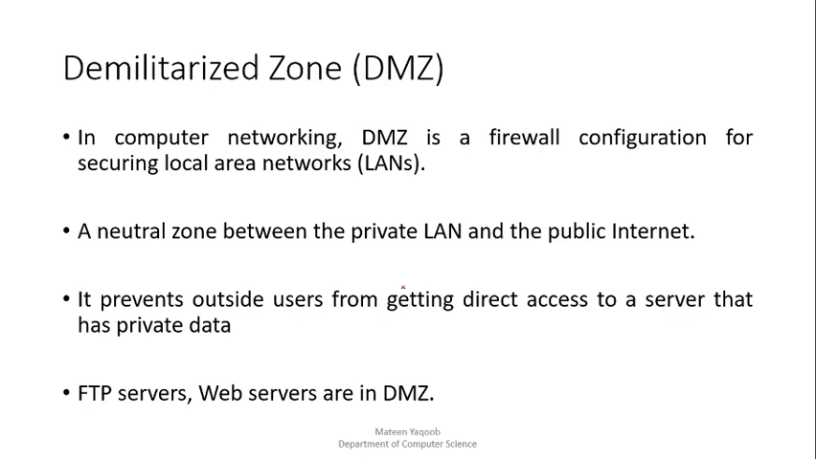So there is the concept of demilitarized zones in computer networking. A DMZ, or demilitarized zone, is an optional firewall configuration which is used for securing the local area network, and it is basically a neutral zone between the private network and the public internet. It prevents outsiders from getting direct access to the servers that have private data. For example, the FTP server, web server, and DNS server usually contain the private data of users. So these three types of servers, or any server containing the private data of users, are usually located in the DMZ.